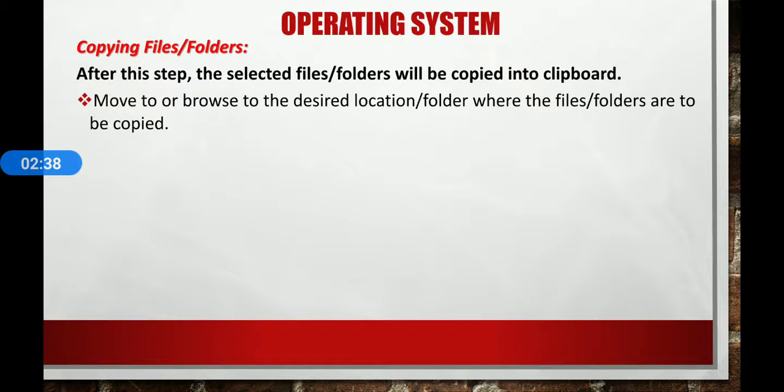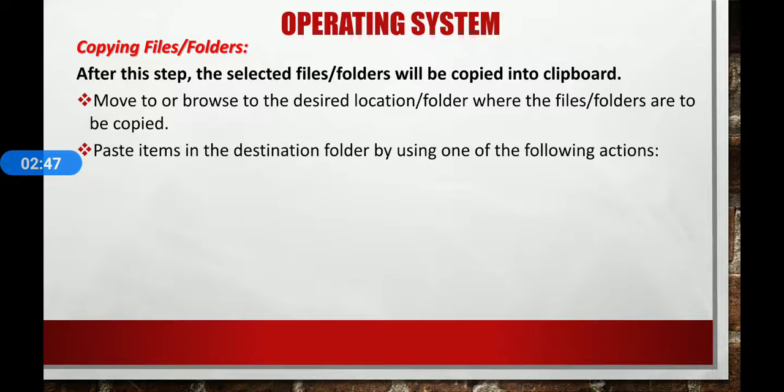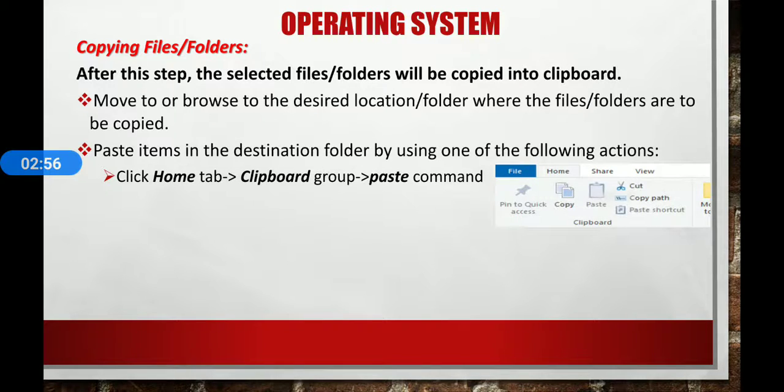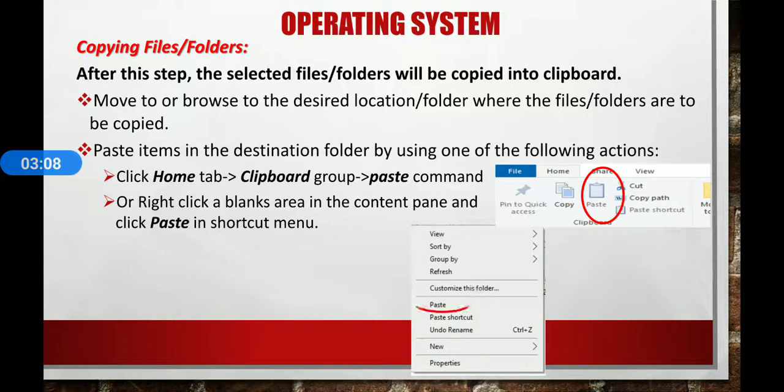The next step is to move to or browse to the desired location or folder where the files or folder are to be copied. Paste items in the destination folder by using one of the following actions. Click on the Home tab, go to Clipboard group and select the Paste command. Or just right click on a blank area in the content pane and click on Paste in the shortcut menu. Or you can use the shortcut key Ctrl V.